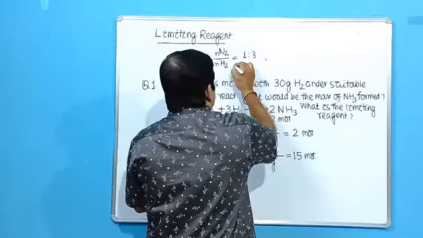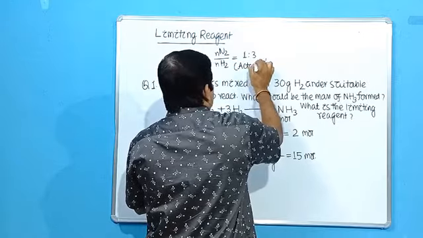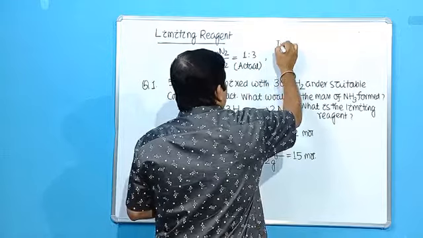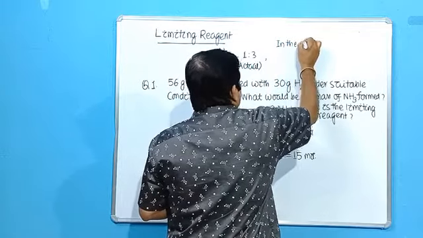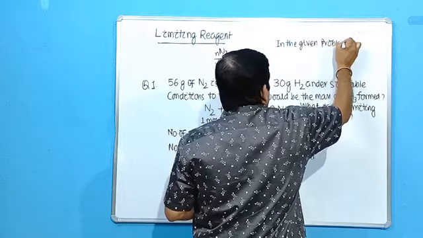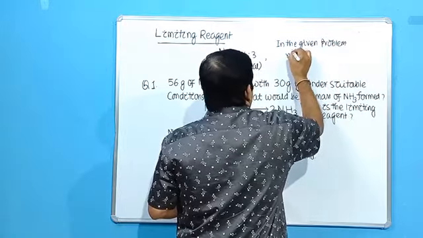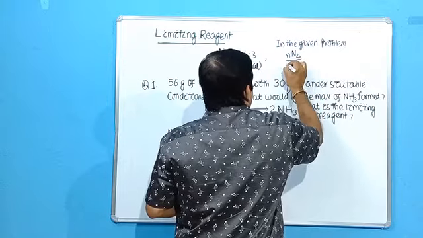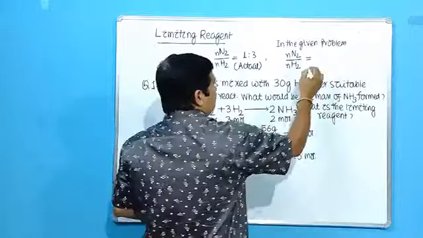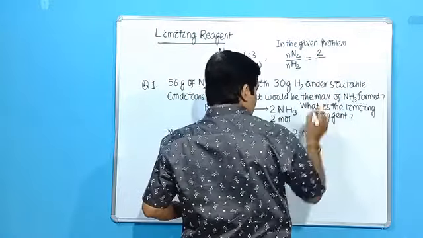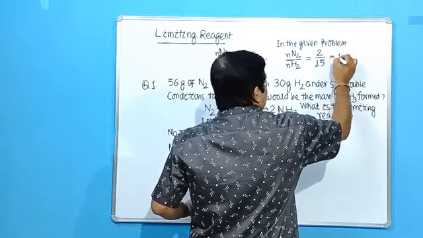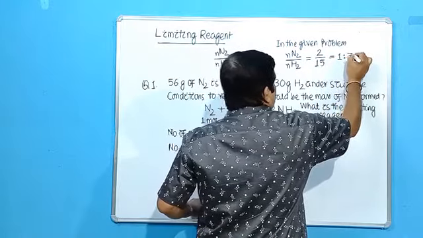Now, it is the actual case. Theoretically, it should be this one. In the given problem, the number of moles of nitrogen and the number of moles of hydrogen: nitrogen is how much? 2 moles. So 2:15. That means 1:7.5.